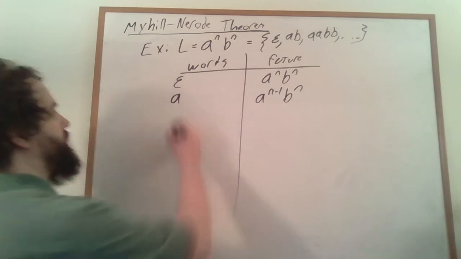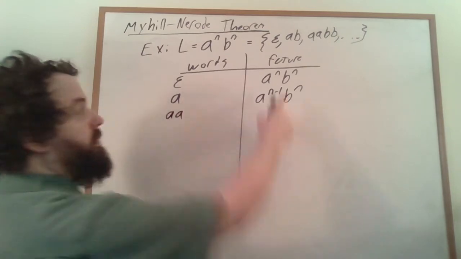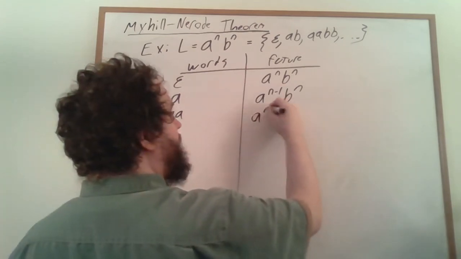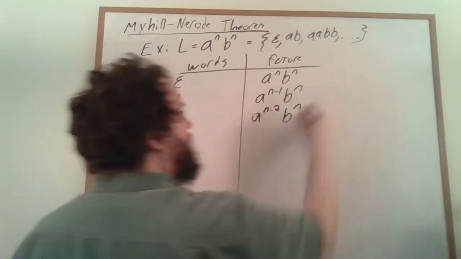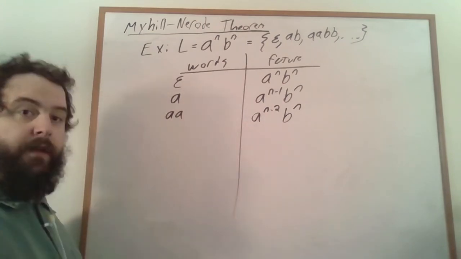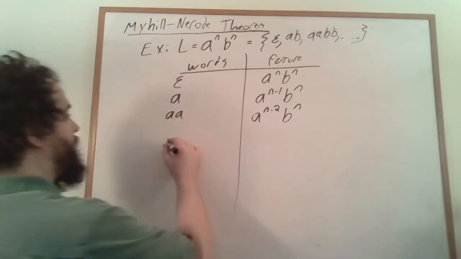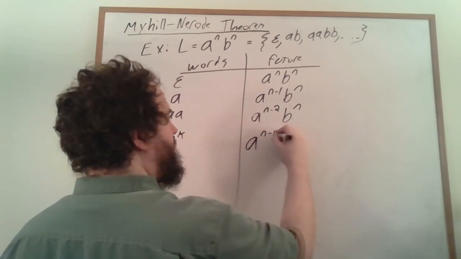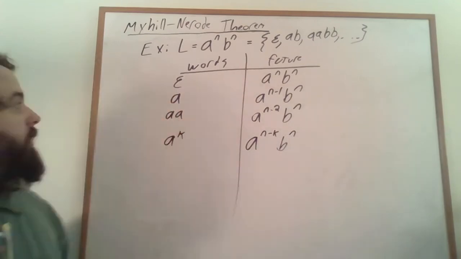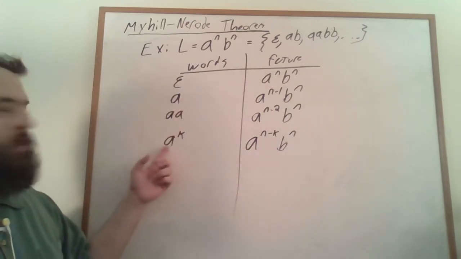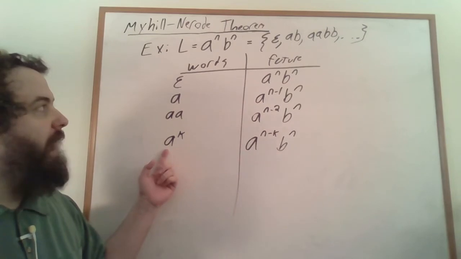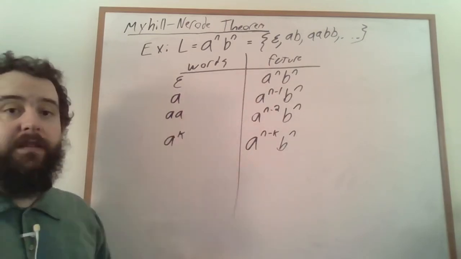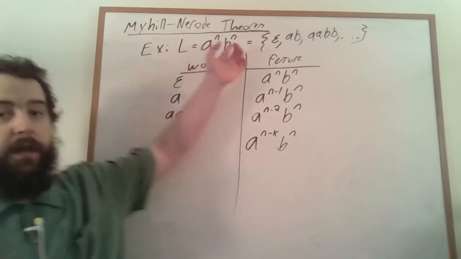On the other hand, if we have the word aa, the future for that is not going to be either of these. It's going to be a to the n minus 2, b to the n for various values of n. And so on and so forth. If we have the word a to the k, the future for that is going to be words of the form a to the n minus k, b to the n. So each of the words of the form a to the k is going to have a different future, a different set of words that we can tack on to the end in order to get a word in our language.